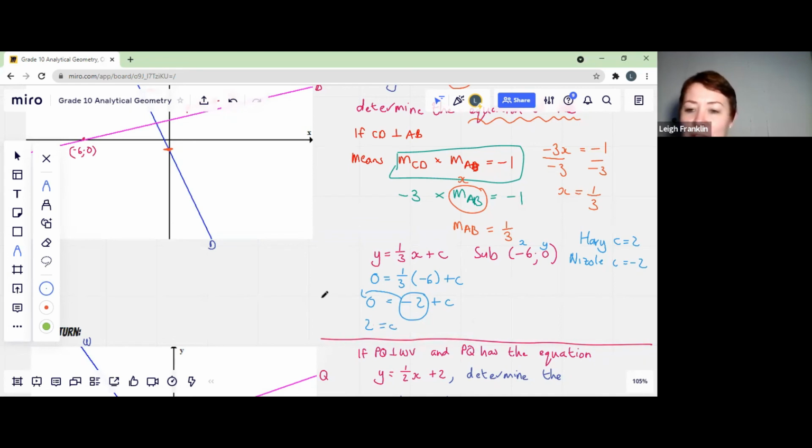There we go. So that means that the equation of this line is y equals 1 over 3 x. That's fine, Nizole. Don't stress. I make mistakes all the time. Nothing wrong with that. We're all here together to learn. So y equals 1 over 3x plus 2.